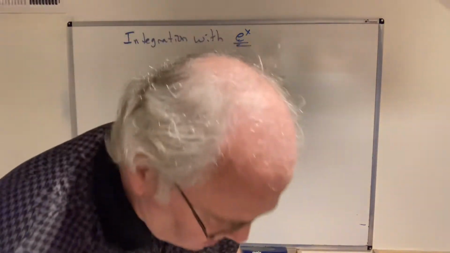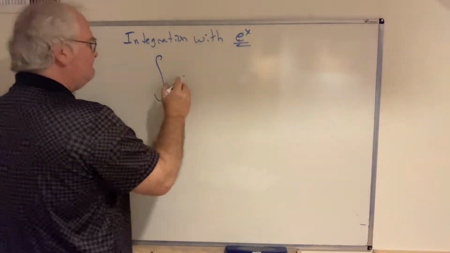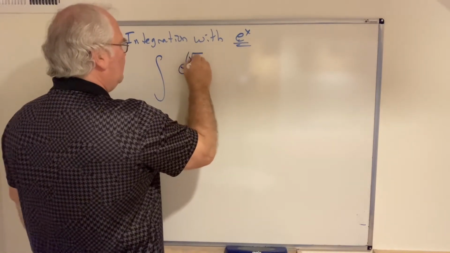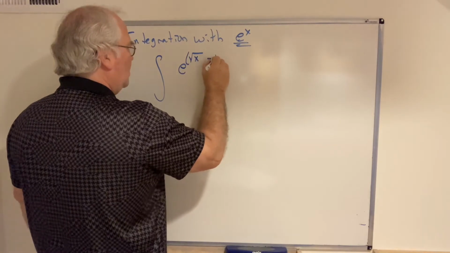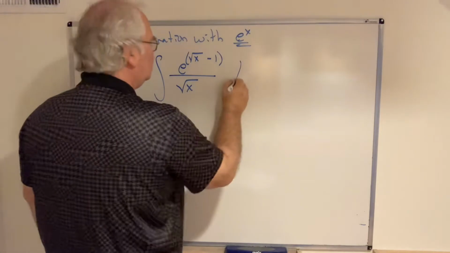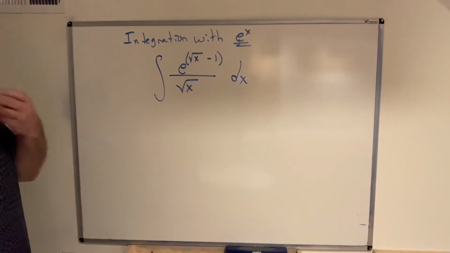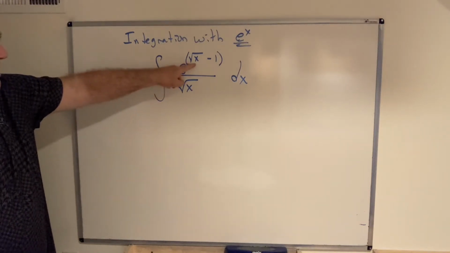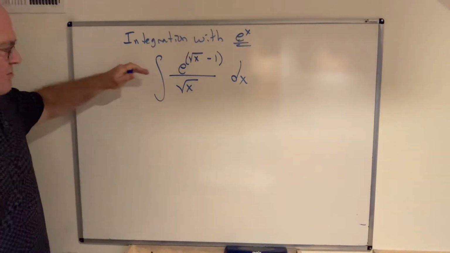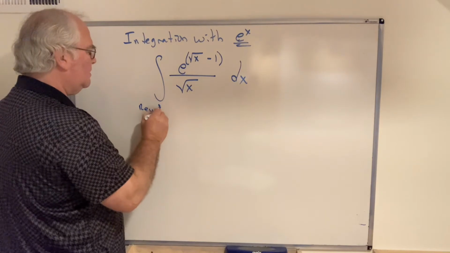And I want to make it look sort of like, let's go e raised to the power square root of x minus 1 over the square root of x. And this looks like a mess. But we don't want to use radicals. Radicals don't play well with the calculus. They don't play well with derivatives. They don't play well with antiderivatives. So I'm going to rewrite.